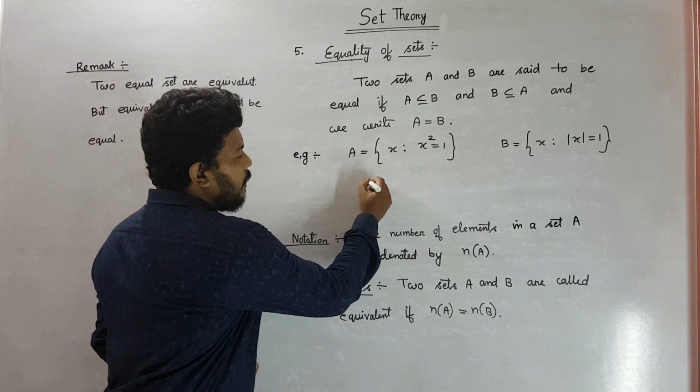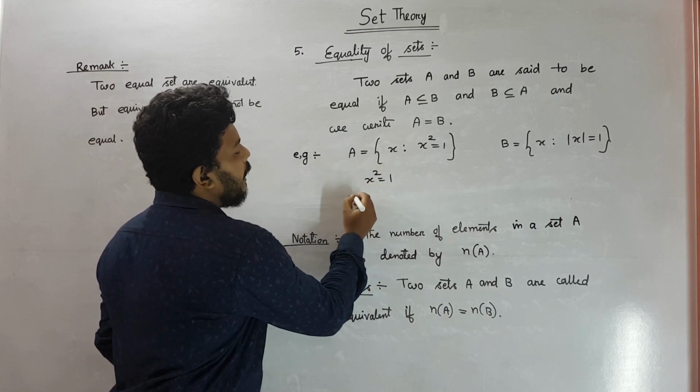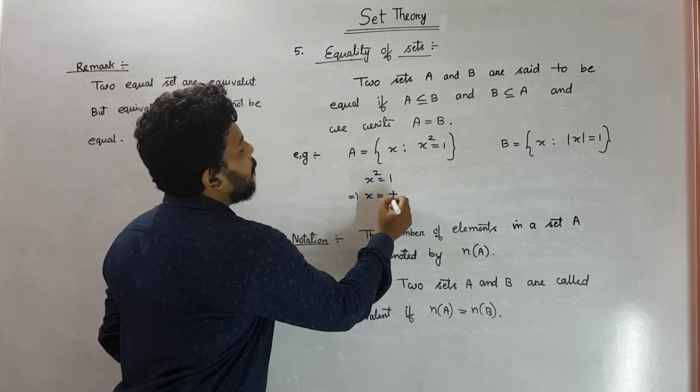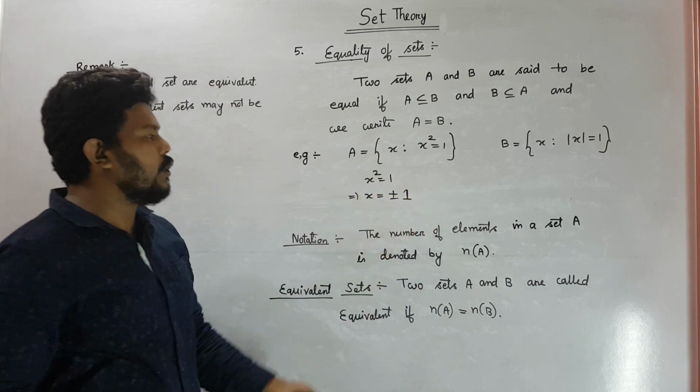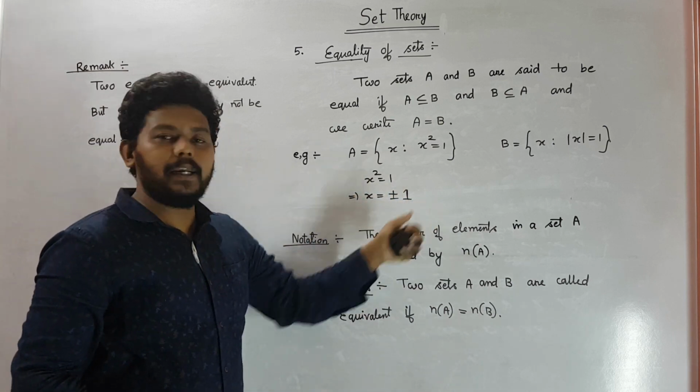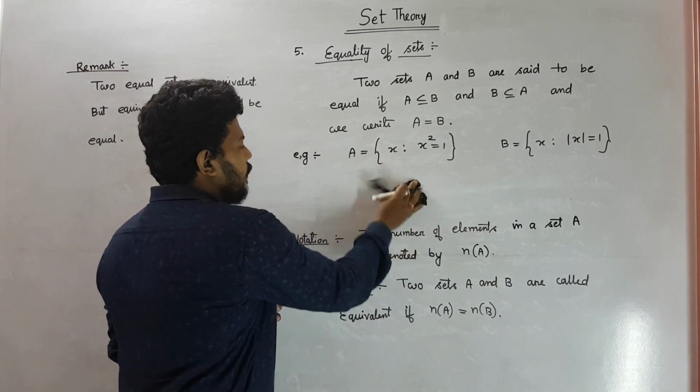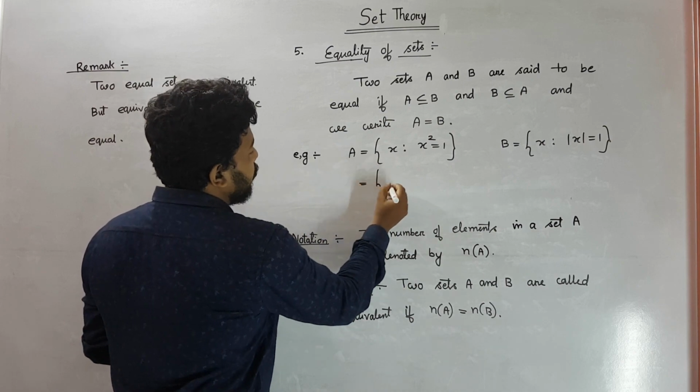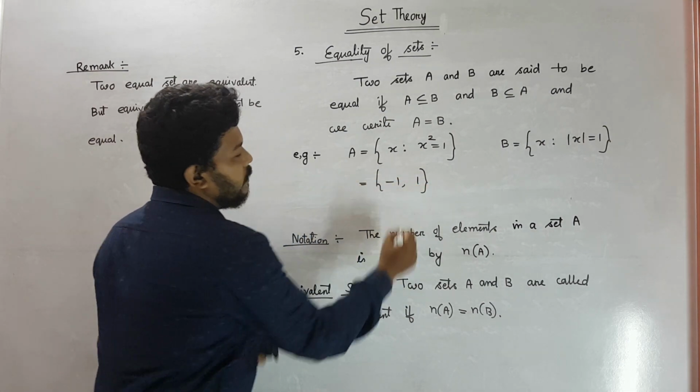Now x square is equal to 1, that means x equal to plus minus 1. So the values of x can be plus minus 1. So we can write set A is equal to minus 1 and plus 1.